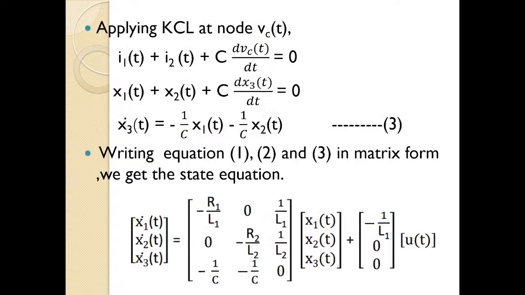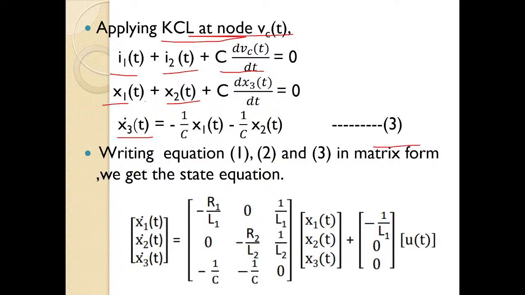So applying KCL at node Vc of t, what is it? I1 of t plus I2 of t plus the current through the capacitor, C into dVc by dt. Replace I1 of t by its variable x1 of t, I2 of t by x2 of t, and Vc of t by x3 of t, and you will get this equation. What does d by dt of x3 of t mean? You can rewrite it as x3 dot of t. So determining x3 dot of t, you will get x3 dot of t equals minus 1 by C x1 of t minus 1 by C x2 of t. Consider it as equation 3.